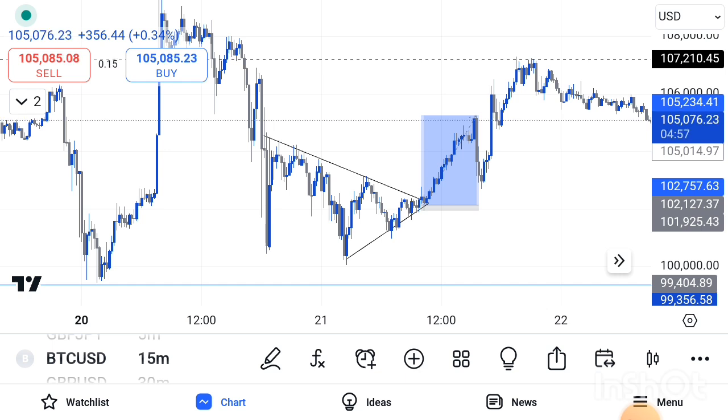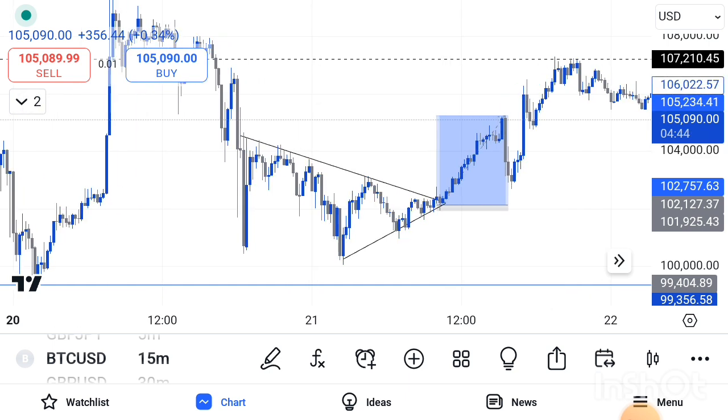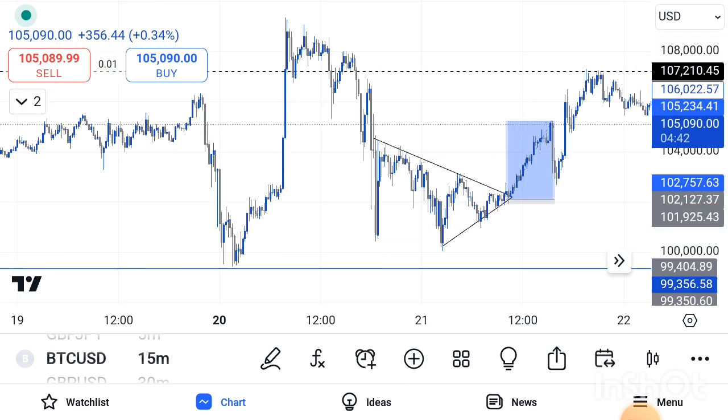So there are things I'm looking for when I want to take a trade using a symmetrical, ascending or descending triangle. There are three kinds of triangles, right? Symmetrical, ascending, and descending for chart patterns. So first thing is the trend. Where are we going to?